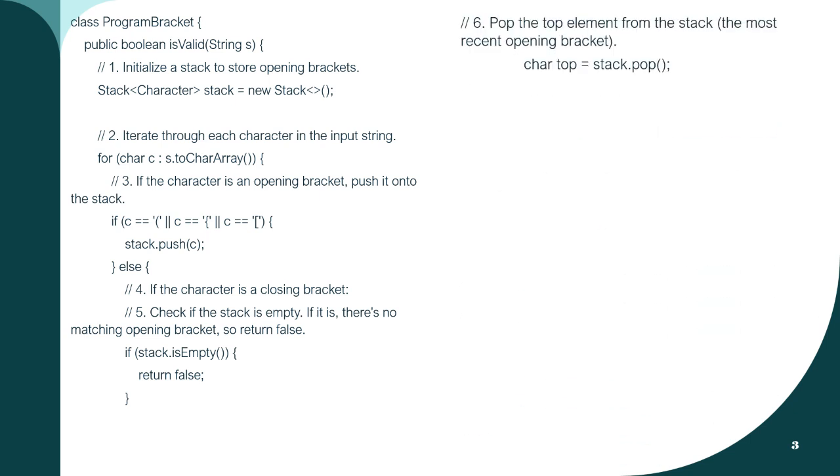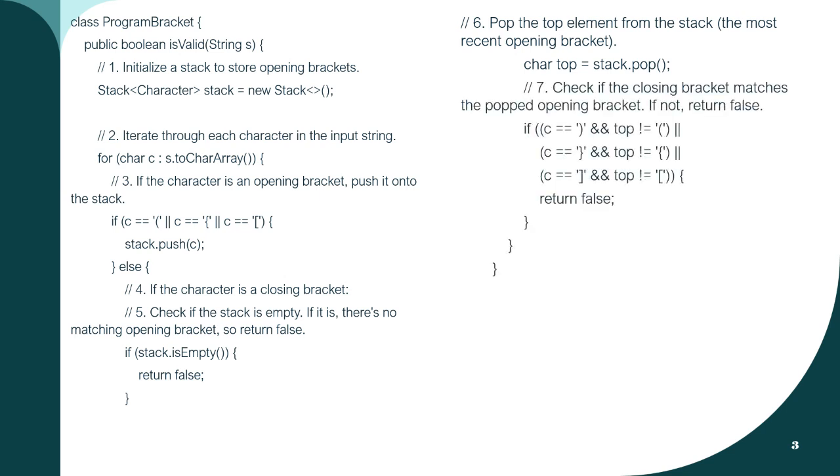After that, I'm going to pop the top element of that stack, the most recent bracket, and store it in the character top. After that, I'm going to check whether the closing bracket matches the popped opening bracket. If it does not, then I'm going to return false. So this is the logic which is going to be applied over here.